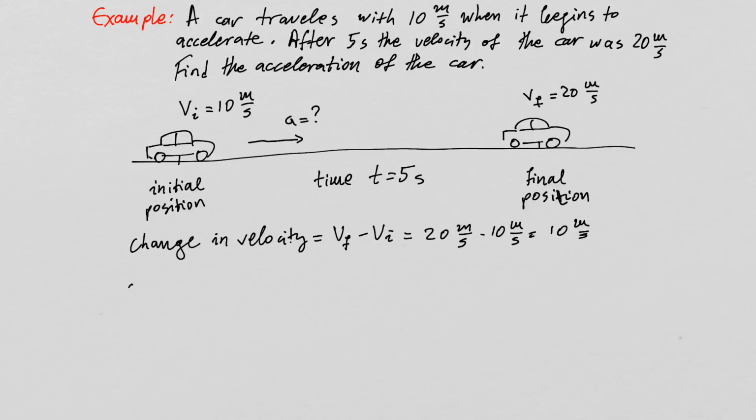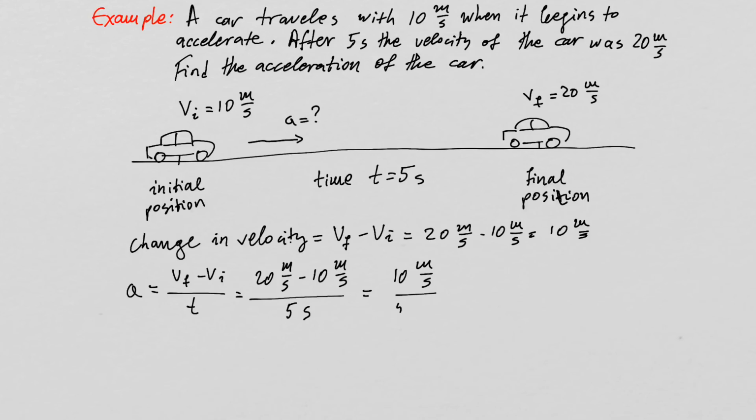And so the acceleration is equal to the change in velocity, V sub F minus V sub I, divided by the elapsed time. So this is 20 meters per second minus 10 meters per second, divided by 5 seconds. So this is 10 meters per second divided by 5 seconds, which is equal to 2 meters per second, or in other words, 2 meters per second squared.